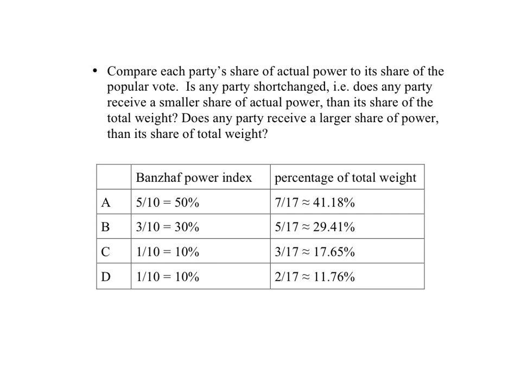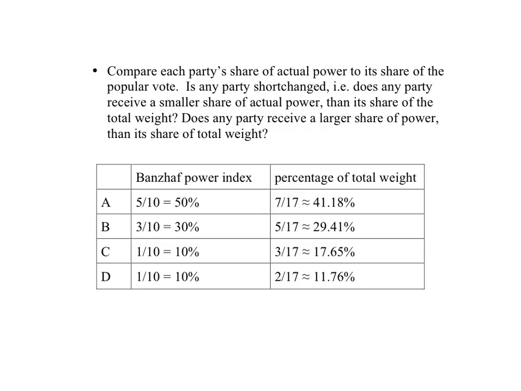Now when we compare each party's share of the actual power, that's what's measured by the Banzhaf power index, to its share of the popular vote, which was set up to be the same thing as the percentage of total weight, we can ask, is any party shortchanged? Well, A gets 50% of the power, even though it received only 41-something% of the votes, and B receives 30% of the actual power, quite close, in fact, to its percentage of the popular vote, of the total weight.